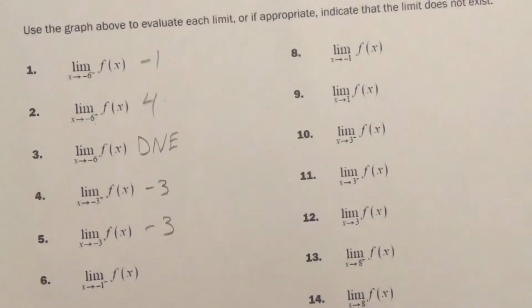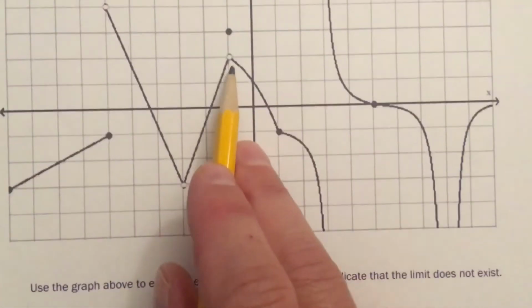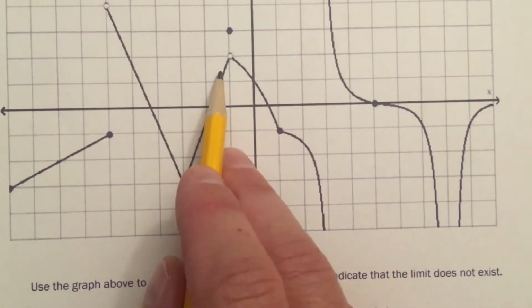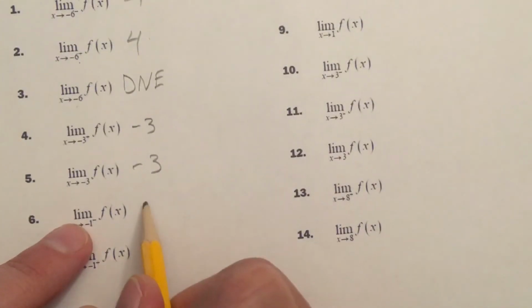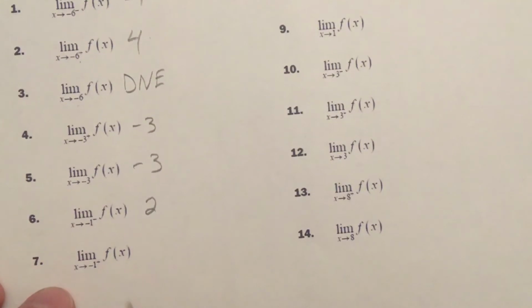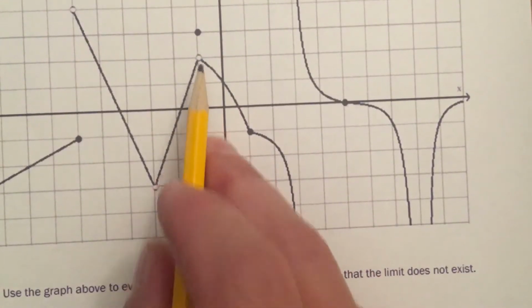Okay. What about if we approach -1 from the left? -1 from the left side is coming up here to a value of 2. So we would say that this equals 2. What if we approach -1 from the right side? From the right side, we're also approaching that value of 2.